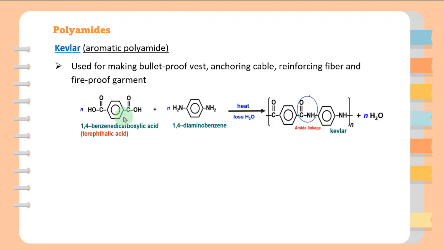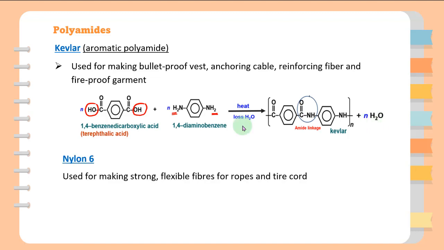From the carboxylic acid, we are removing the OH from both ends, and from the amines, we are taking out these hydrogens from both ends as well. So you are forming N molecules of water as the side product. Next example, we have Nylon 6.